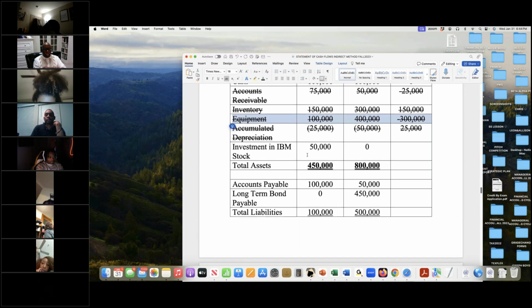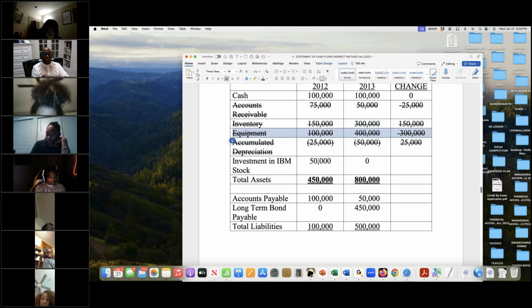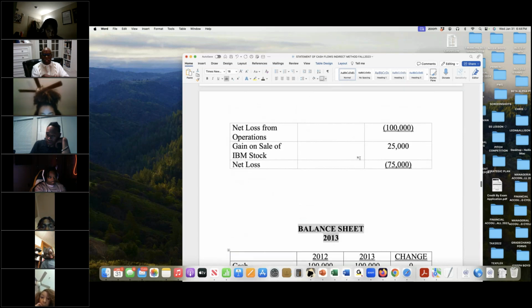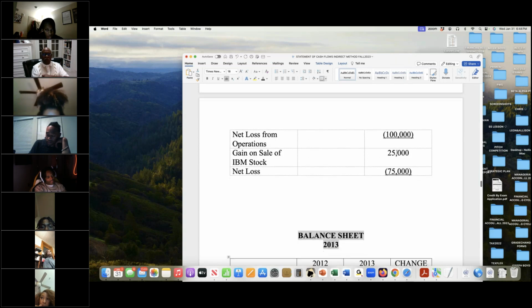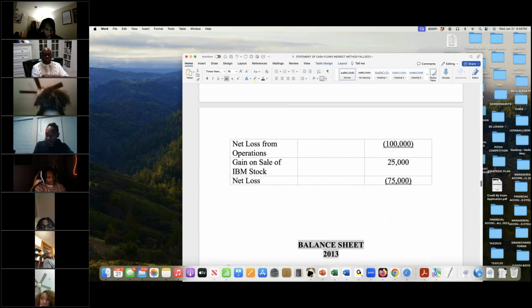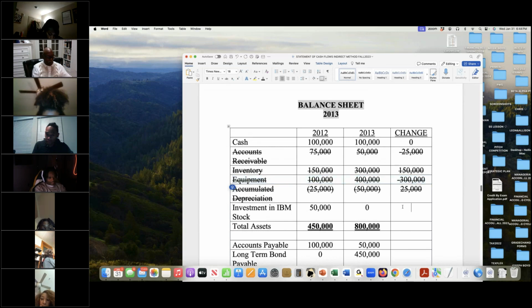Now the investment in IBM stock. We have to look at this account. The IBM stock went down from 50 to 0. You had a gain on the stock of 25,000 for IBM stock. We only want operating items in part one. If the stock cost us 50 and we had a gain of 25, we must have got 75 for it. So the IBM stock went down by 50,000. When the current asset goes down, that becomes a source of cash.